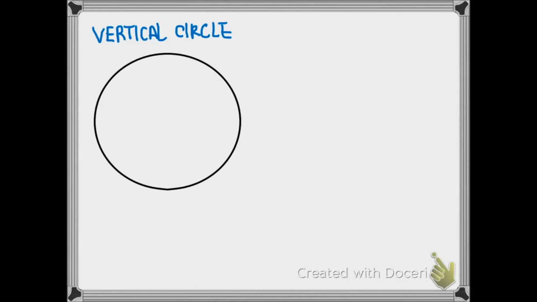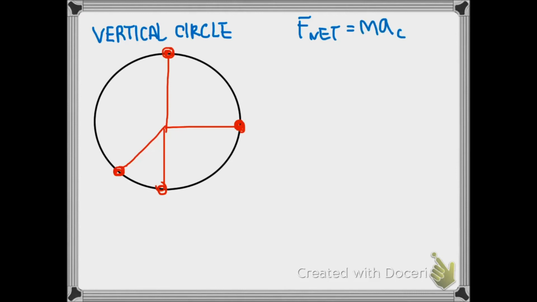Vertical circles are a little bit different. Here in a vertical circle, we're taking a cork on the end of a string and we're whipping it around in a vertical circle. We're going to look at the forces on different locations, the top, the middle, and the bottom. And in each case, we're going to do F net equals ma, or in the case of circular motion, F net equals mass times the centripetal acceleration.